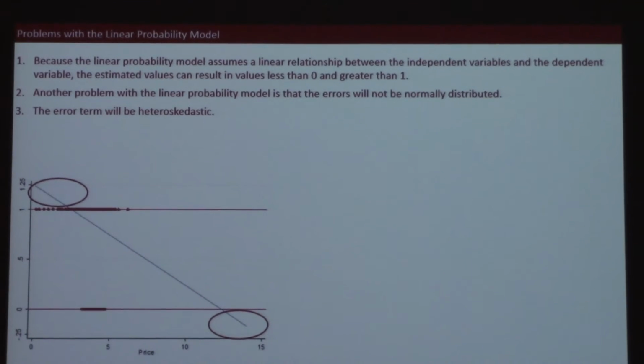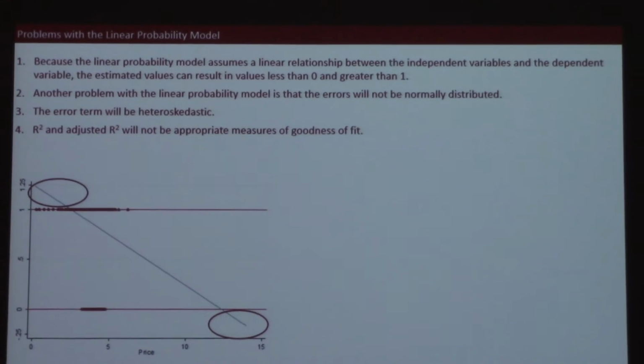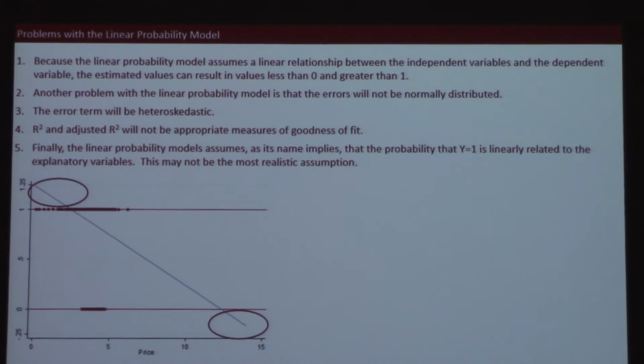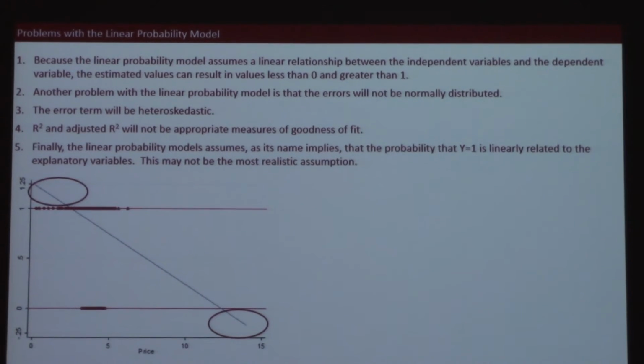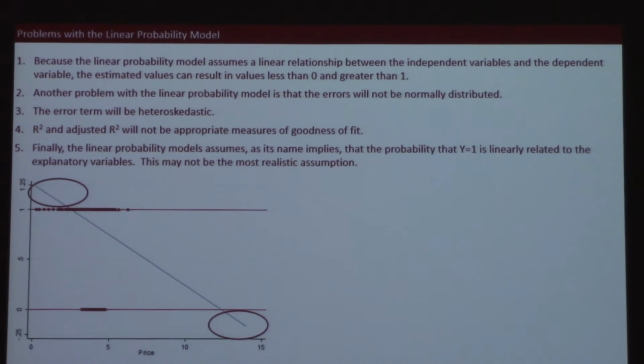The error terms are going to be heteroscedastic. It's another violation of our assumptions. R-squared doesn't make any sense because, again, the data is clustered at 0s and 1s, so it's literally going to be a terrible fit. So it's not even appropriate to use in terms of finding the line that best fits the data. And again, it assumes that these probabilities stay the same, and they probably don't. So what we need is something that fixes all these potential errors.